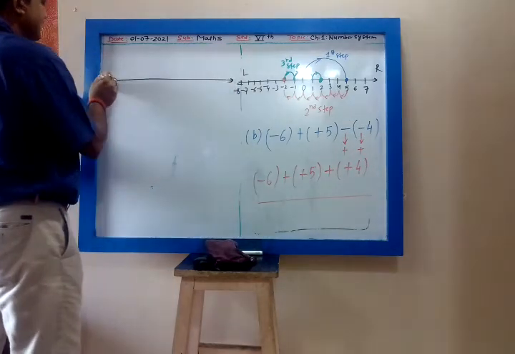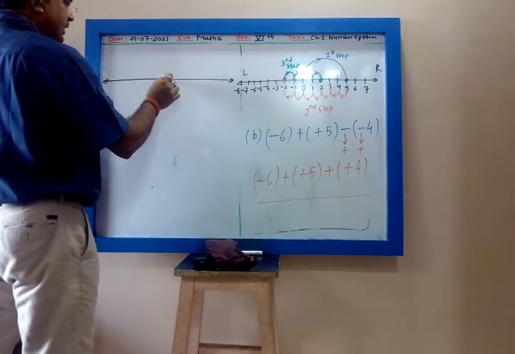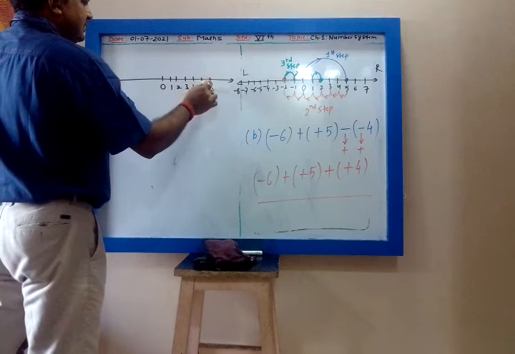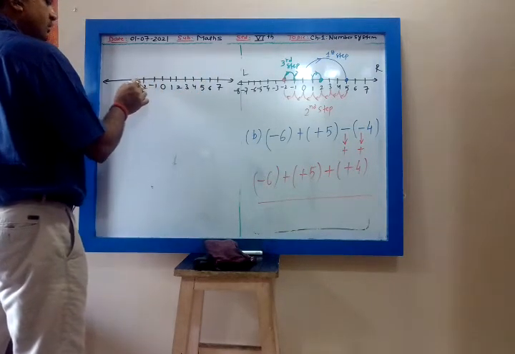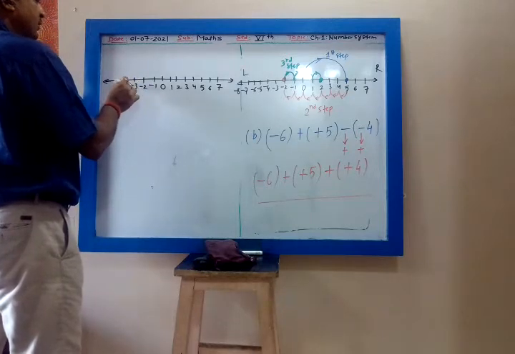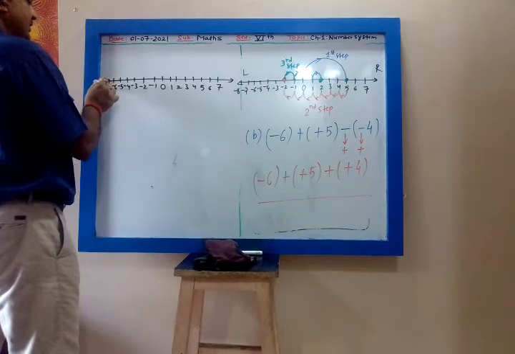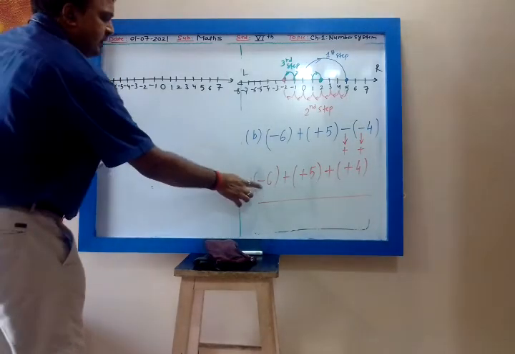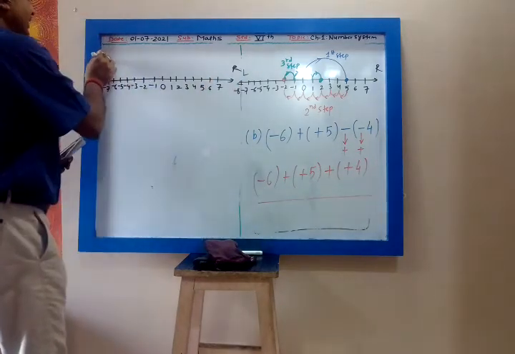Let me explain. 0, then 5 plus 4. 1, 2, 3, 4, 5, 6, 7. This side also: minus 1, minus 2, minus 3, minus 4, minus 5, minus 6, minus 7. Let me take up to minus 7. Then how will you represent the number minus 6? Minus sign is there. This is my right side and this is my left side.